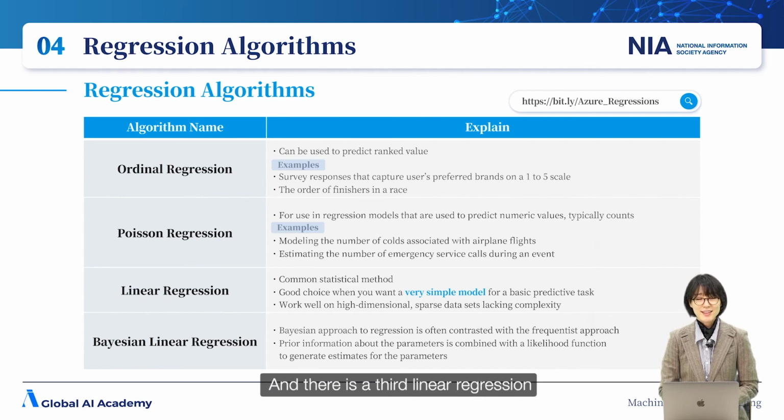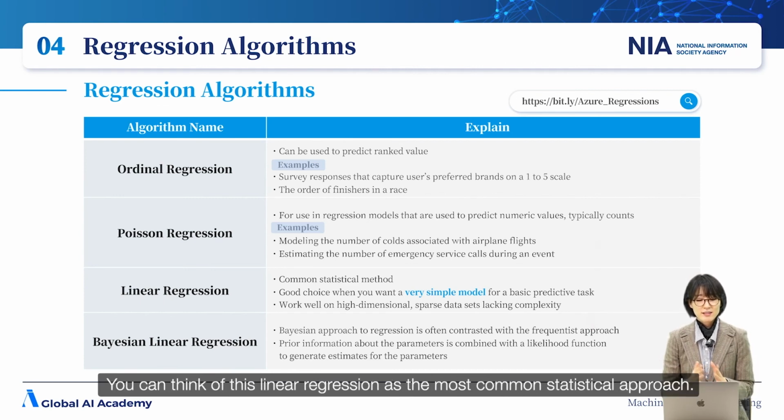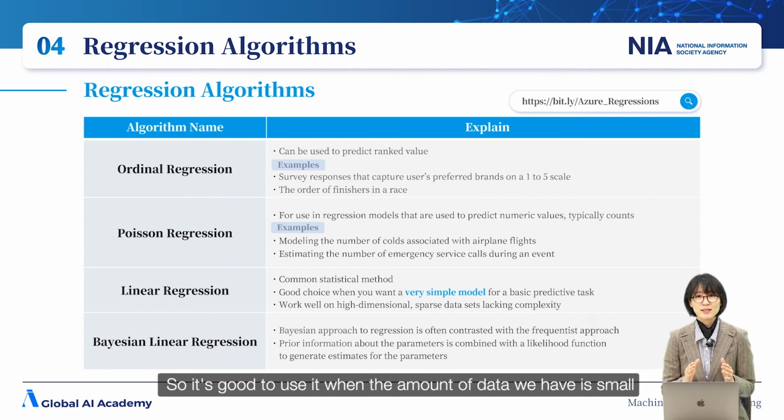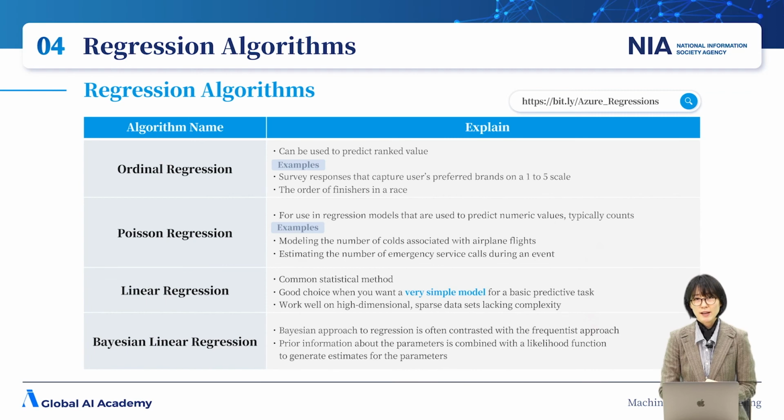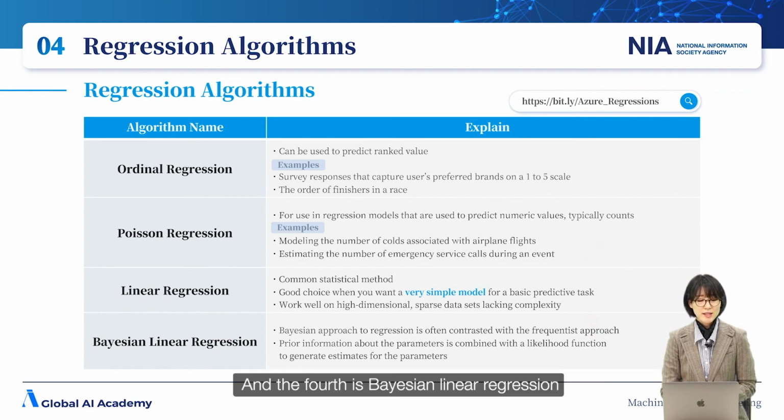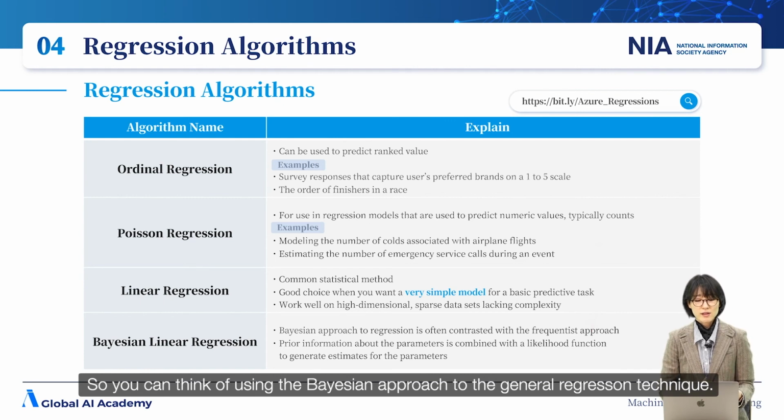And there is a third, linear regression. You can think of this linear regression as the most common statistical approach. So it's good to use it when the amount of data we have is small. If it's a little complicated, it may not be suitable for linear regression. And the fourth is Bayesian linear regression. Bayesian was added in front of the linear regression. So you can think of using the Bayesian approach on the general regression technique.